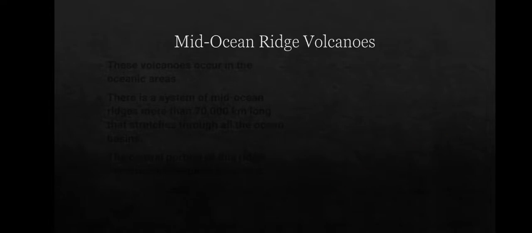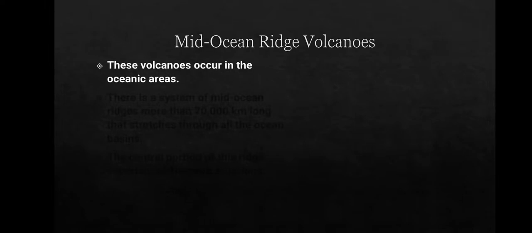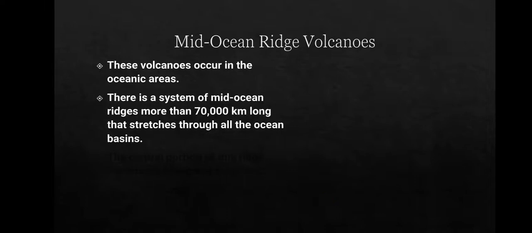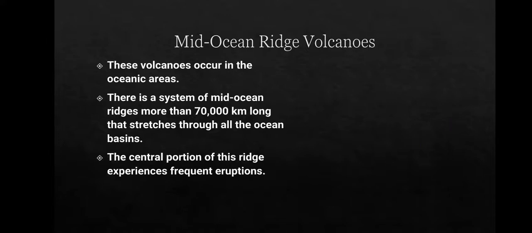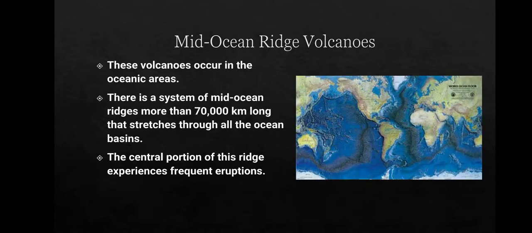Now, mid-ocean ridge volcanoes. These volcanoes occur in the oceanic areas. There is a system of mid-ocean ridges more than 70,000 kilometers long that stretches through all the ocean basins. The central portion of the ridge experiences frequent eruptions. Here you can see the world map, where the black lines show mid-ocean ridge volcanoes.